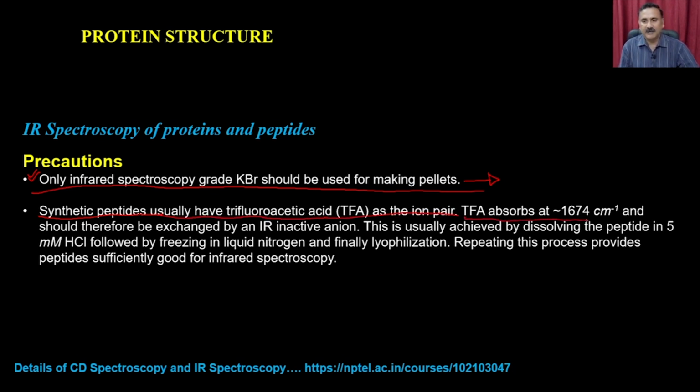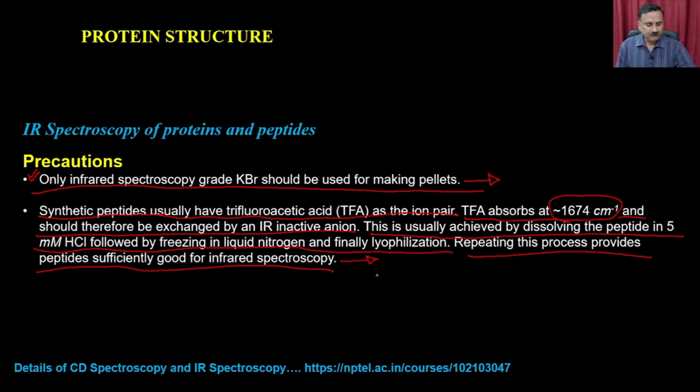TFA absorbs at this particular wavelength, that is 1674, and should be exchanged by an IR inactive anion, so that you can get the values for this particular wavelength as well. Otherwise, the TFA is going to interfere in collecting the correct spectra. This is usually achieved by dissolving the peptide in 5 millimolar HCl followed by freezing in liquid nitrogen and finally lyophilizing. Repeating this process provides a peptide sufficiently good for IR spectroscopy.